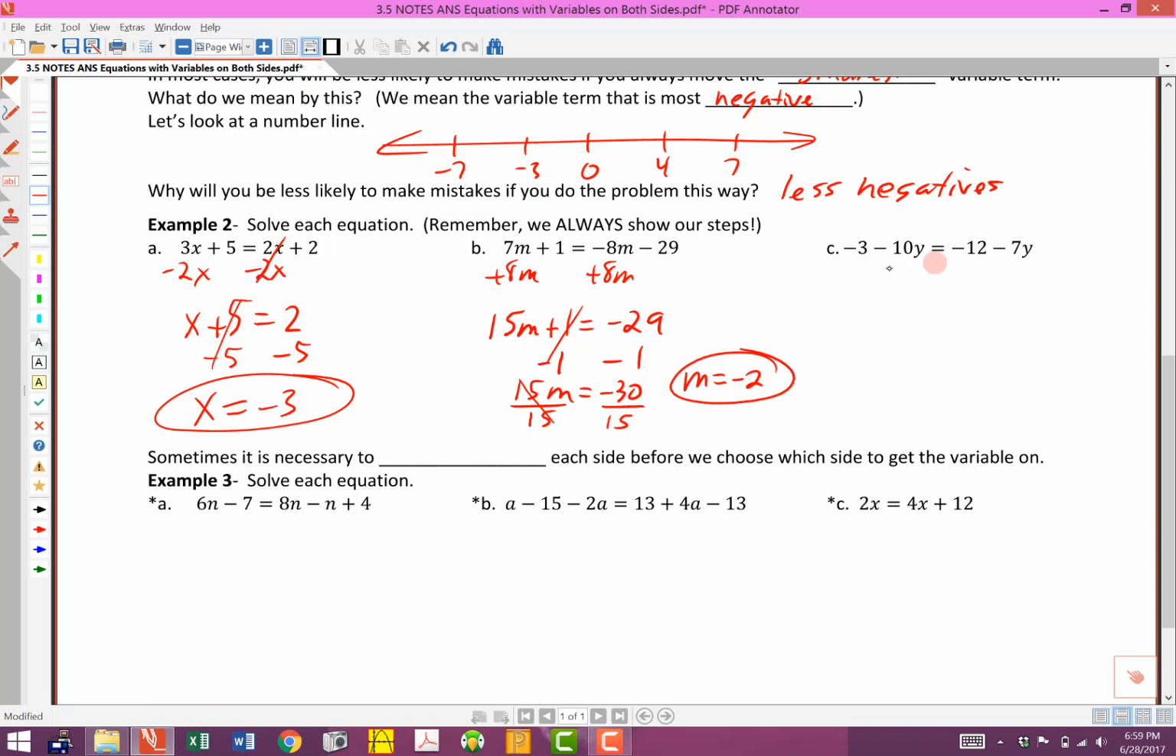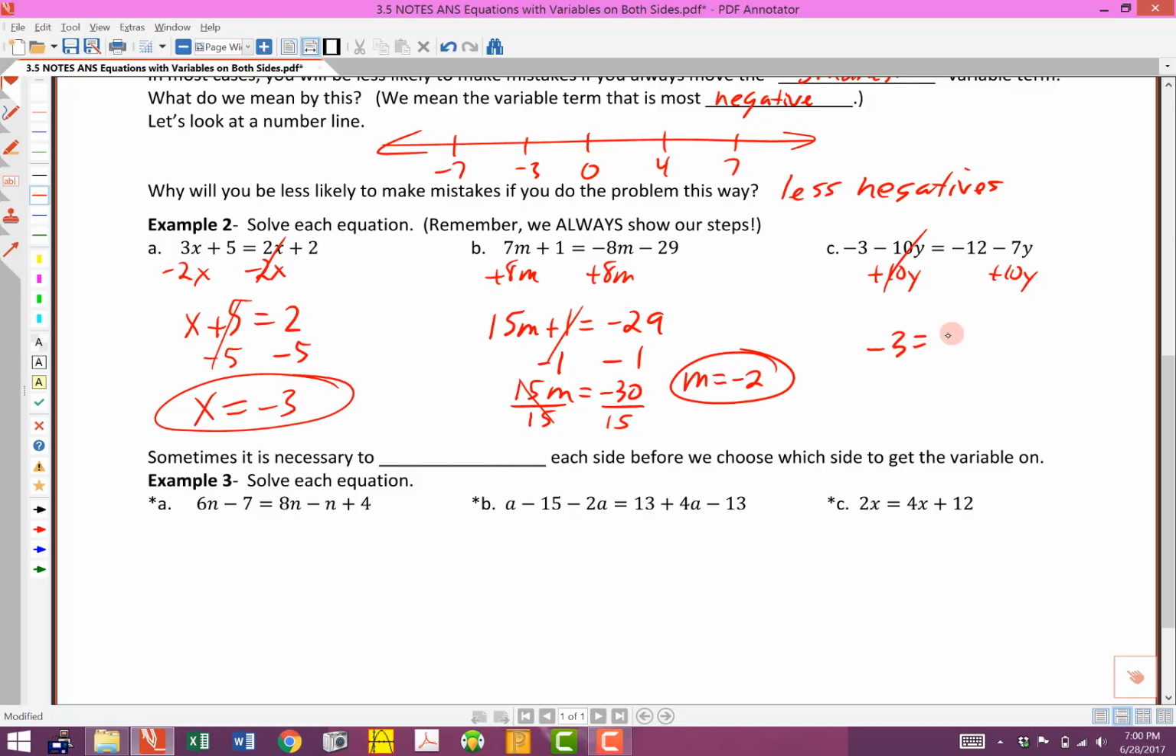Alright, let's take a look at this example. We've got a choice between a variable term right here of negative 10y and negative 7y. Again, the one that is the smallest, or in other words the most negative, is this one right here. So we're going to undo that subtracting 10y by adding 10y here. Again, notice that when we move it to the other side it becomes positive. It turns to the opposite sign of what it was. Those cancel to be 0.